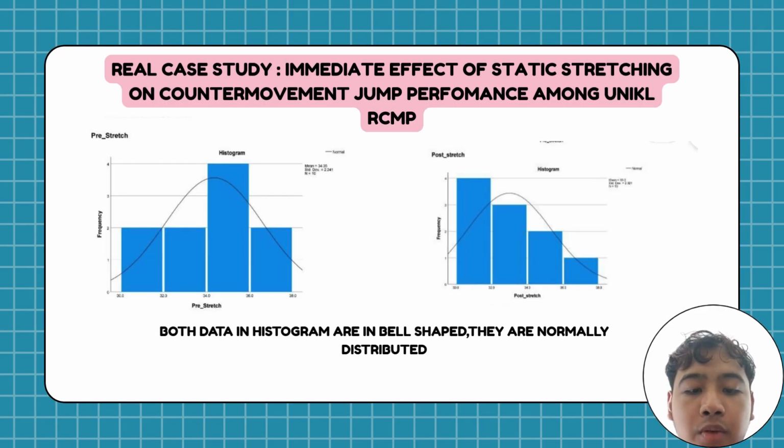This is the histogram of our data for pre and post stretch. As you can see, the curve, with the y-axis and x-axis being the number of participants and the range of jump height values, is symmetrical, or bell-shaped. It means most values are near the average with fewer extreme values. So we can conclude that our data is normally distributed.